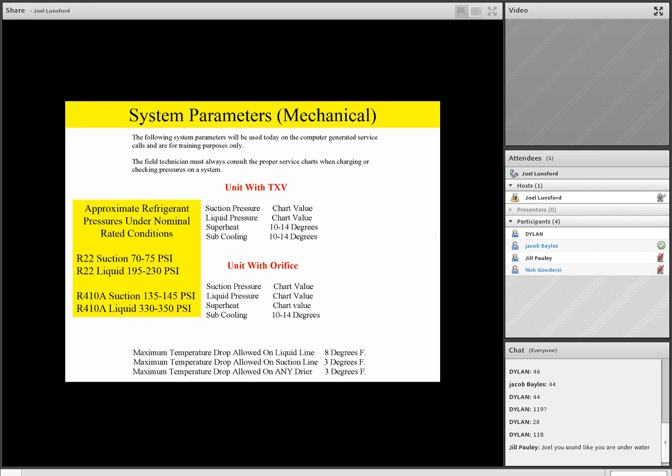So the parameter sheet that we're just talking about, again, keep this off to the side to remind you what the pressures should be, and the temperature drops across key components. Any questions or comments on the parameter sheet before we continue?